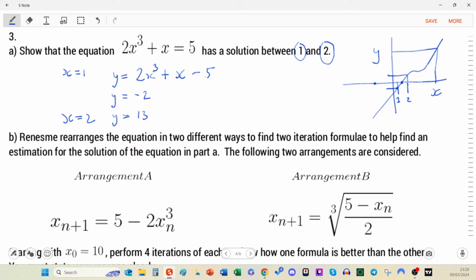Now you could put the whole working out. Essentially, you'd like to do something like this. And that shows what you're going to put into a calculator. It shows a substitution. But you can see that there is a sign change. And that's what we're looking at there. Negative 2 goes to 3, so to 13. Therefore, we could say that there's a root betwixt 1 and 2.